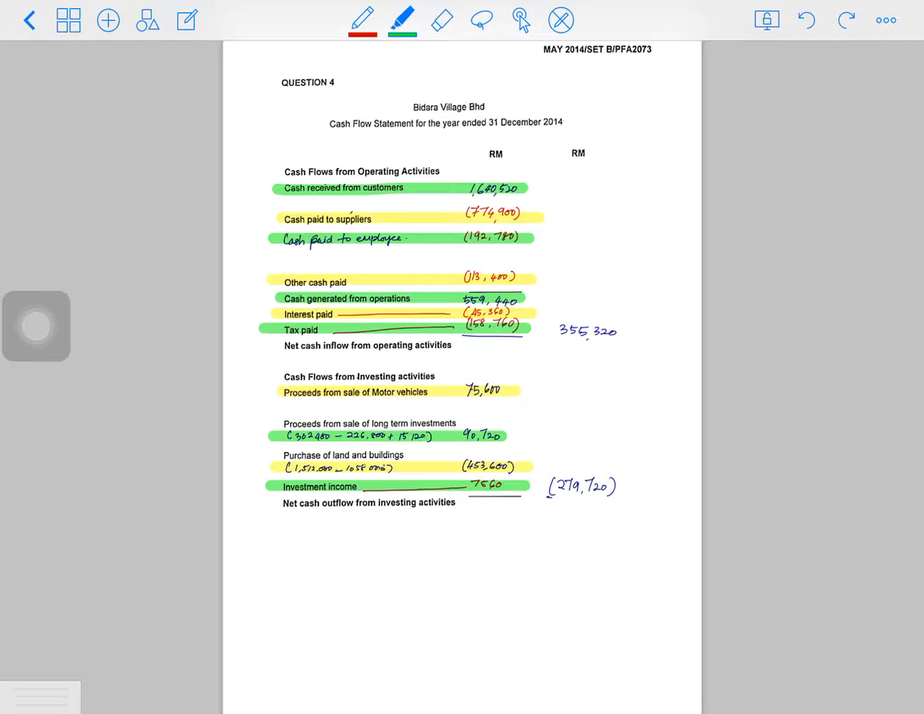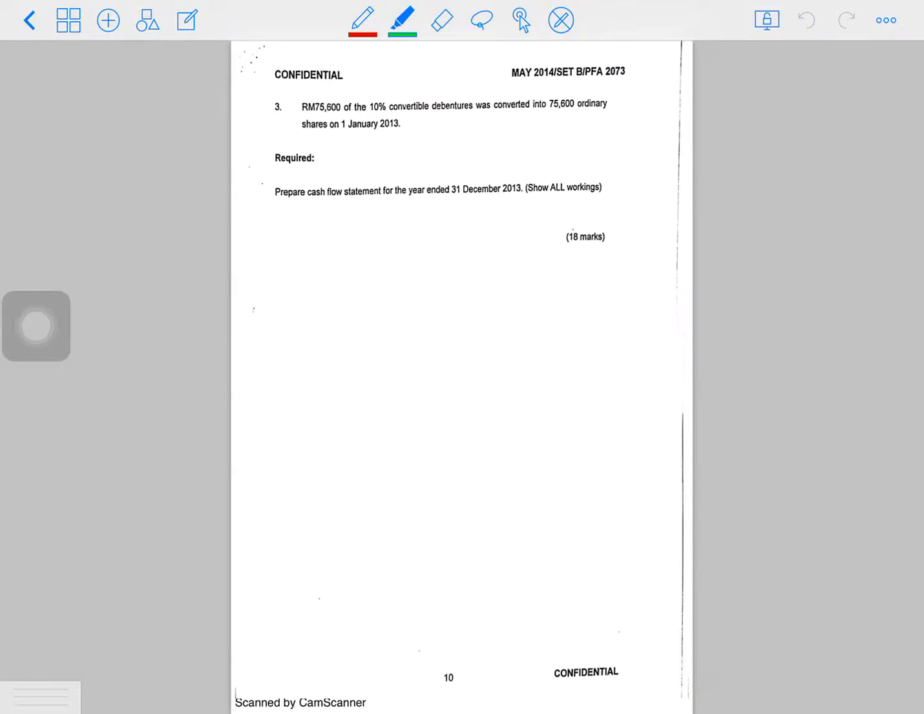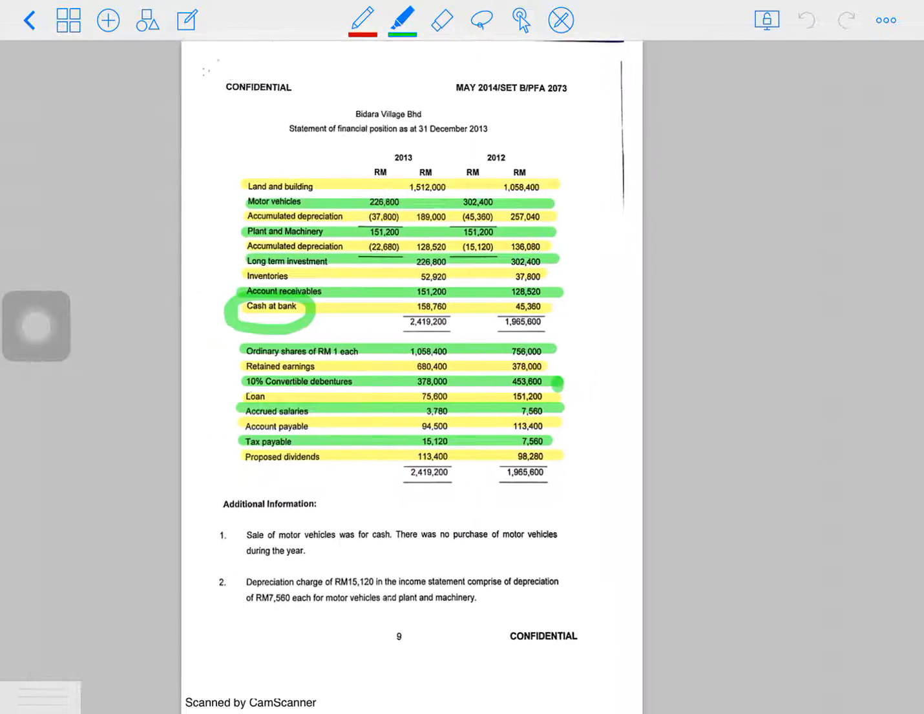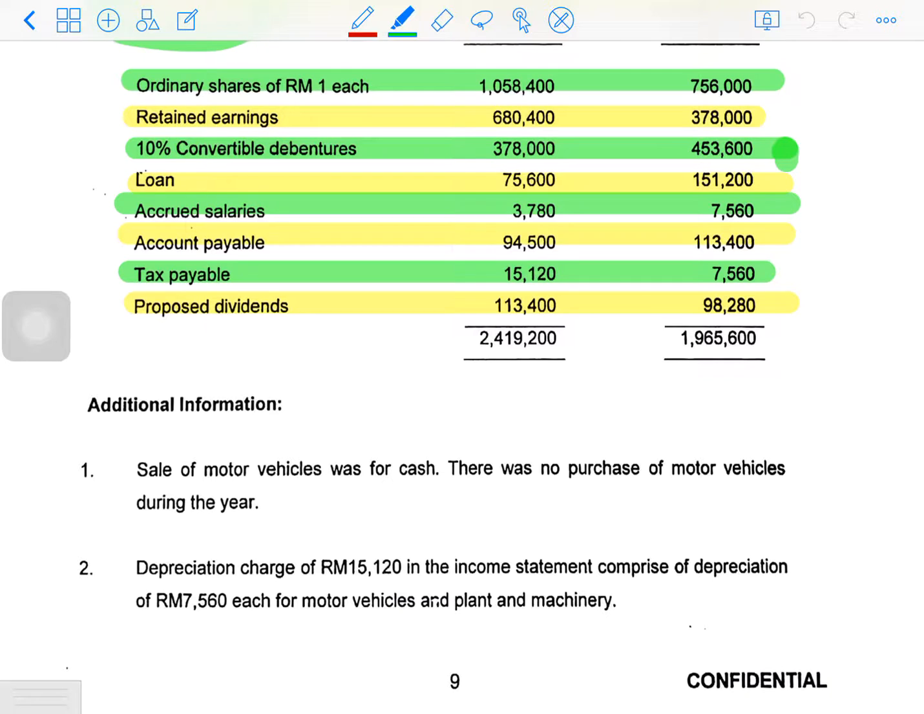First you have to remember, you have to look at the additional information. It says there in the additional information, sale of motor vehicle was for cash. There was no purchase of motor vehicle during the year. And then depreciation charge for the year is 15 in the income statement, comprised of depreciation of 7560 for motor vehicle, and depreciation for motor vehicle and plant and machinery.